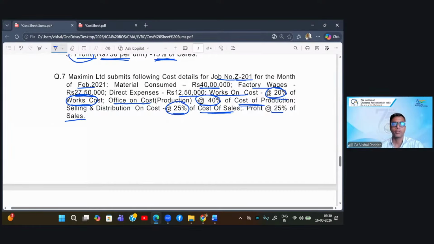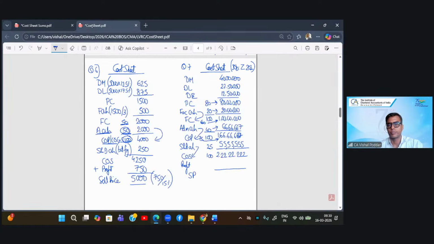Profit is 25% of sales. So same again, back calculation. Profit is 25% of sales. So this will be 75. Correct? 6,000, 15,000.